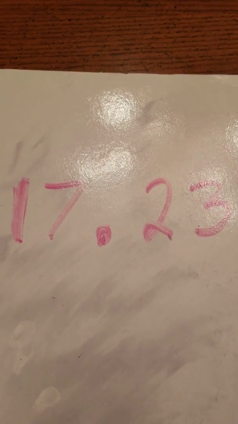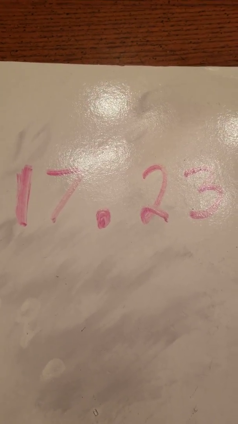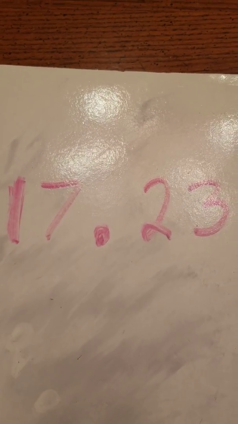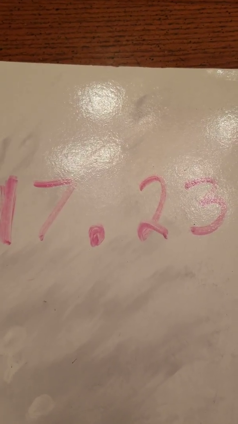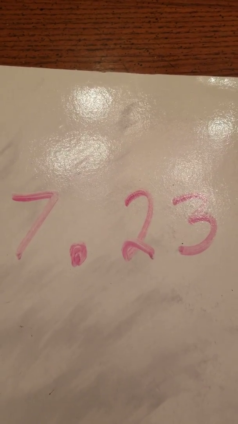The next one, they gave us 17 and 23 hundredths. We had to write it in standard form. This is the standard form. The whole number is 17. That's everything before the decimal, 17. The decimal is "and," so we put in a decimal point for the "and." And then the 23, we write as 23.